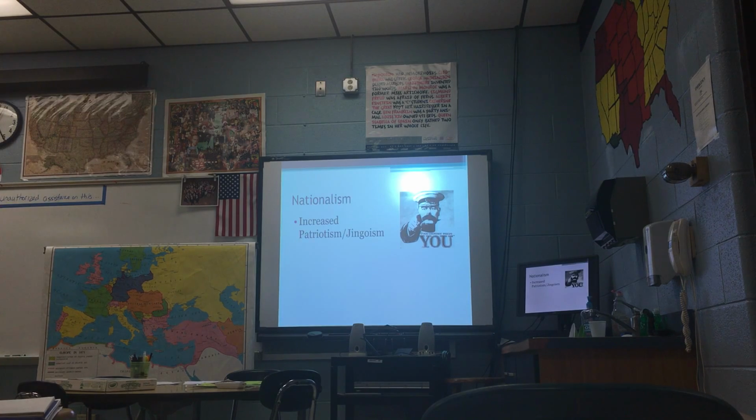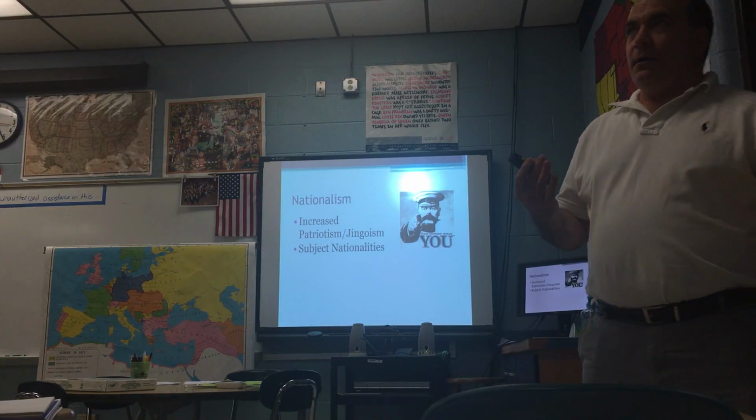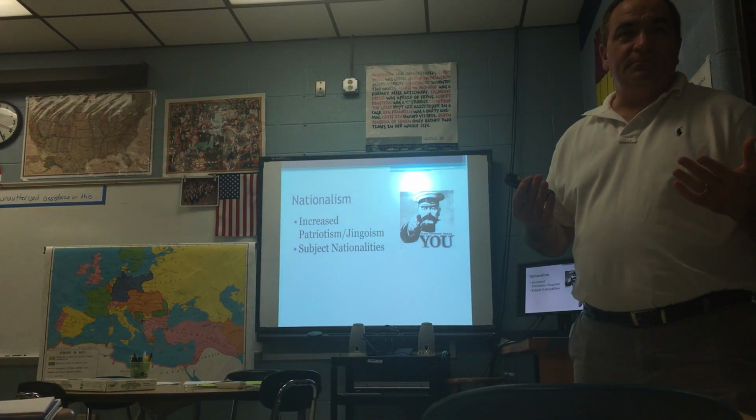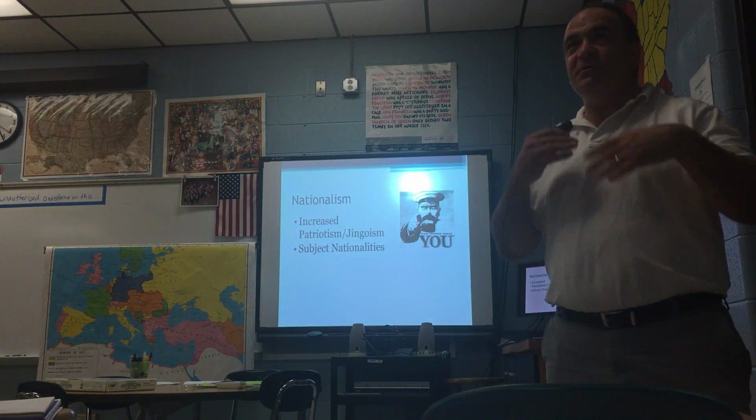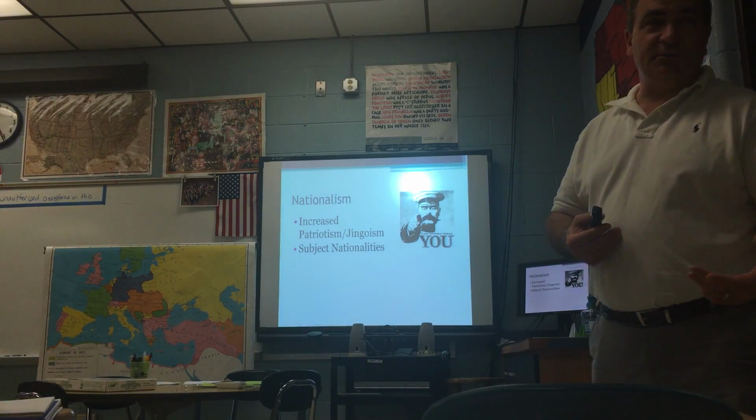But in addition, we think of nationalism, like American nationalism, American pride. Europe also had a problem with nationalism because there were many what we call subject nationalities. A subject nationality was a group that didn't have their own independent country. So there's a couple examples. The most famous subject nationalities that we all know about were the Slavs of Austria-Hungary.